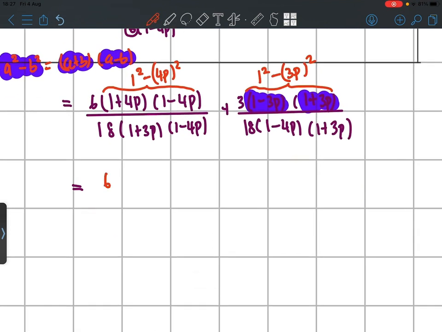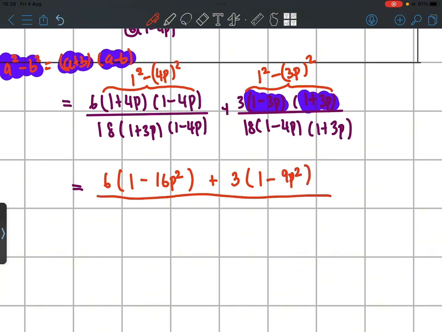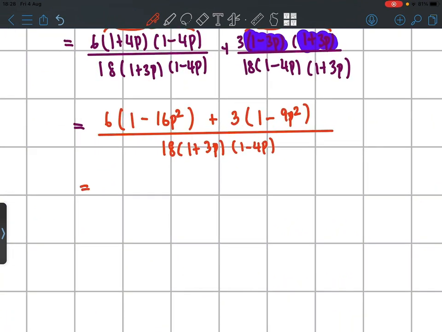Then we just replace this long fraction into only 1 square. So 1 square is 1, minus 4p squared is 16p squared. Okay, plus, don't forget the 3. We replace the long expression to be 1 squared, which is 1, minus 3p squared, which is 9p squared. Divide with the whole denominator, which is 18(1 plus 3p)(1 minus 4p). So it's very simple. Okay, then we do the expansion.